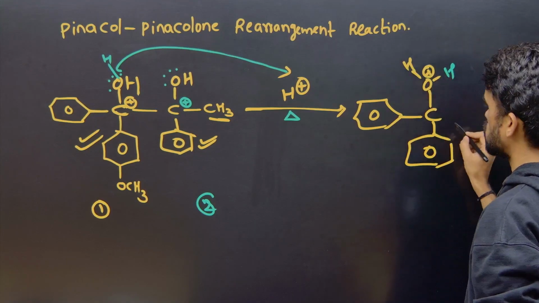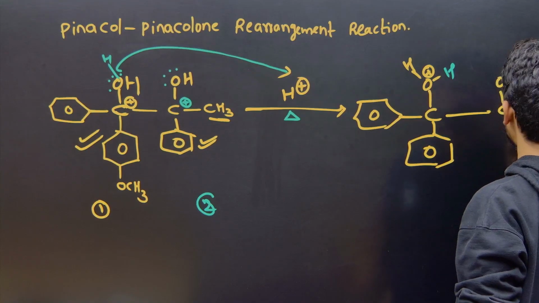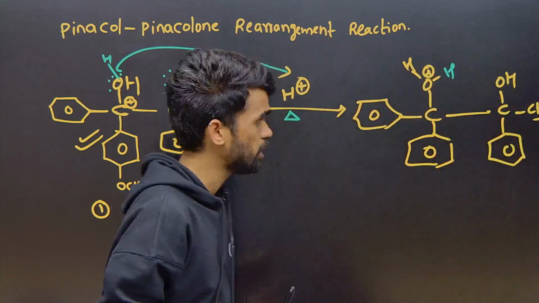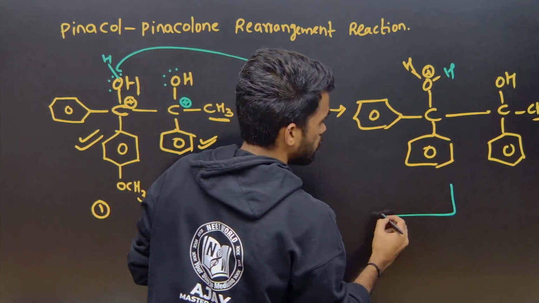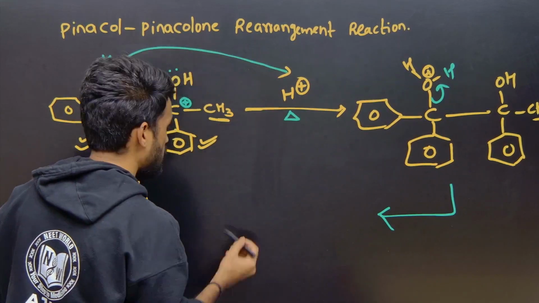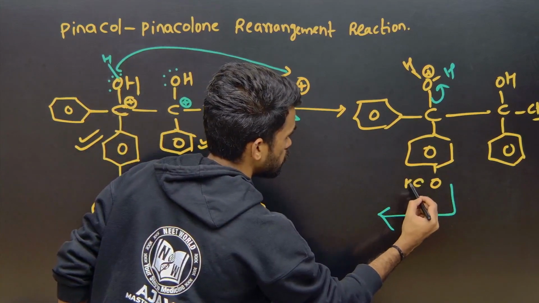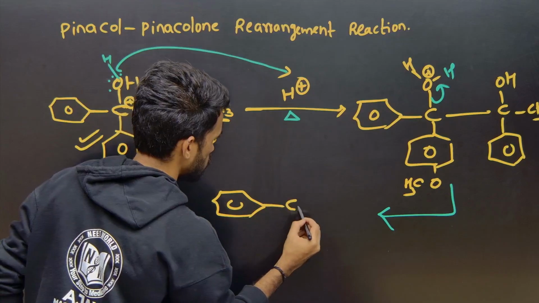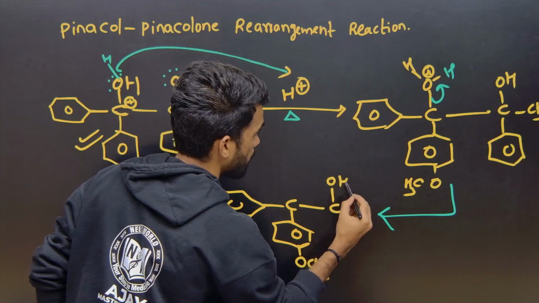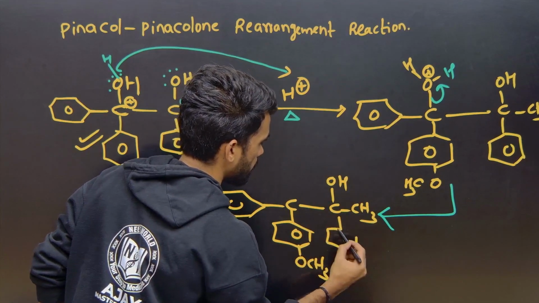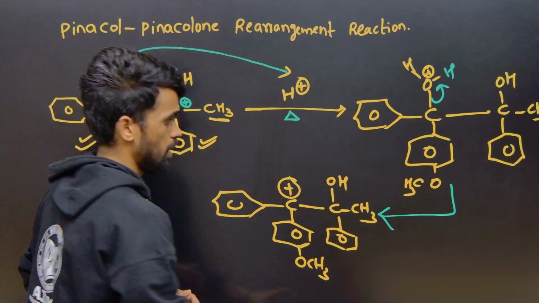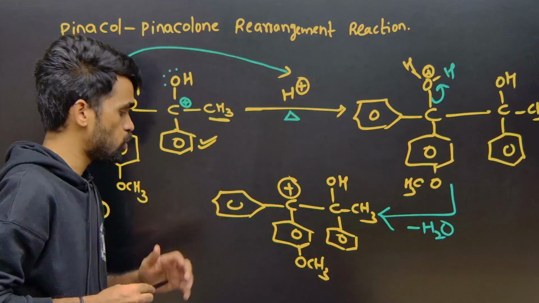This oxygen has a positive charge, and this OH group remains as it is. Now we have something like this. Upon dehydration, this H2O goes out, so we will be getting a carbocation like this. Here we have the carbocation after removing this H2O, by removal of water. So this carbocation is formed here.